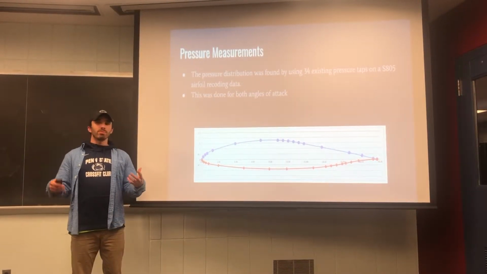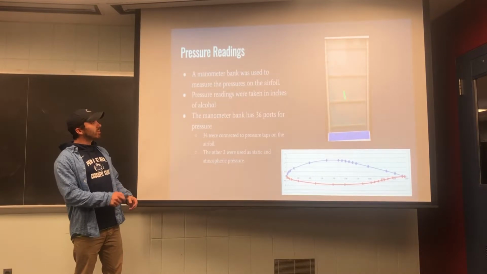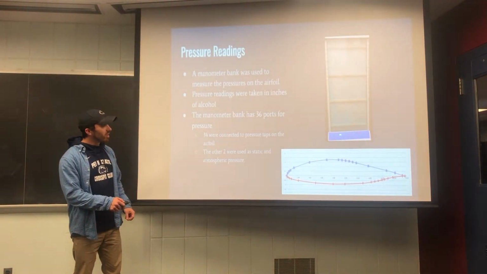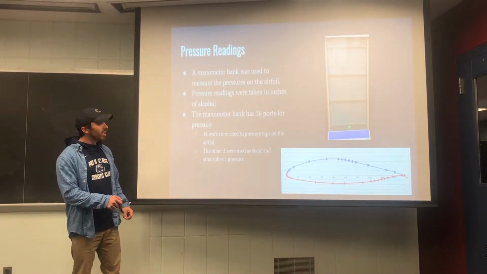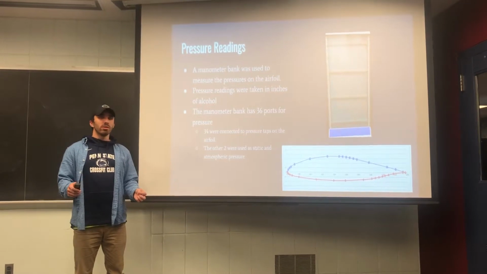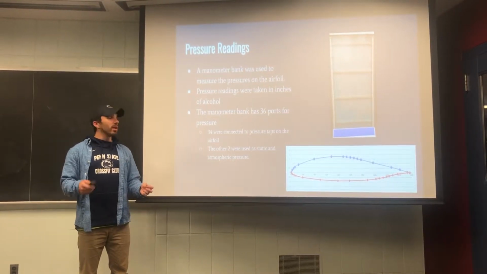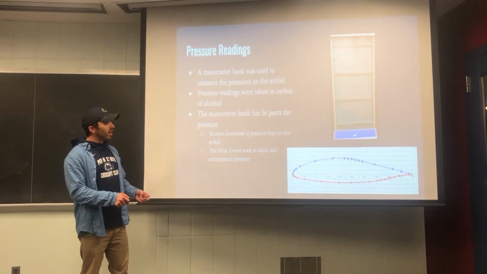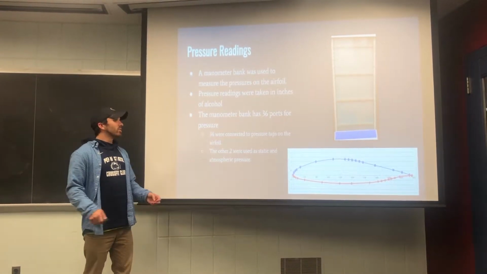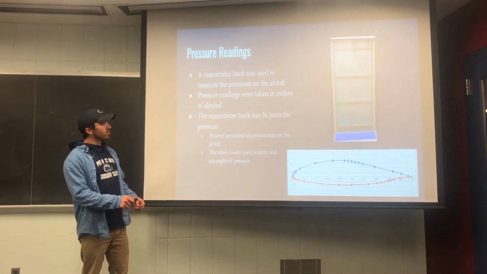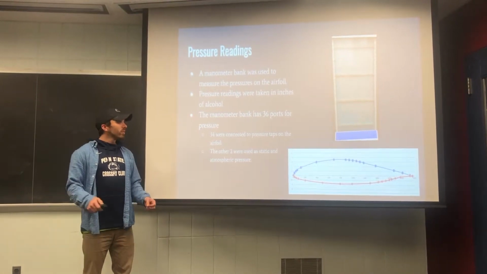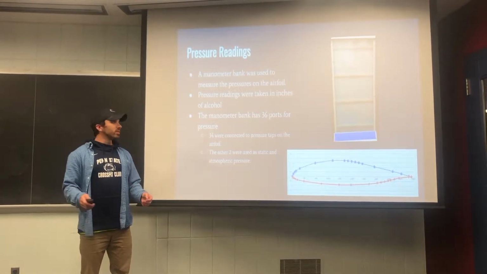And these pressure taps would be connected to the manometer here. As you can see on the manometer, there is 1 through 17 labeled here for the upper surface. There are 2 that are not labeled, and those were for atmospheric pressure, static and total pressure of the atmosphere. And then 19 to 36 were labeled for the lower surface. These pressure taps would correspond to the pressure readings, which were in inches of alcohol. So we had to convert that, and that'll be discussed later on.